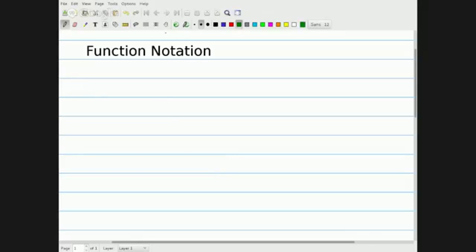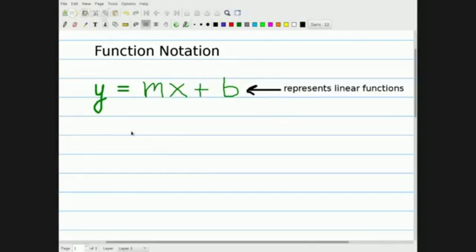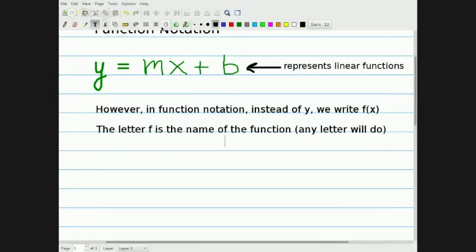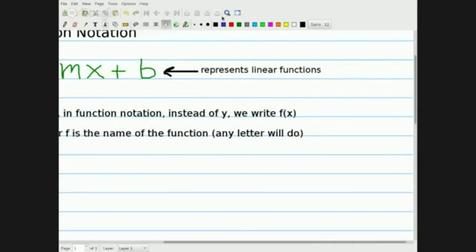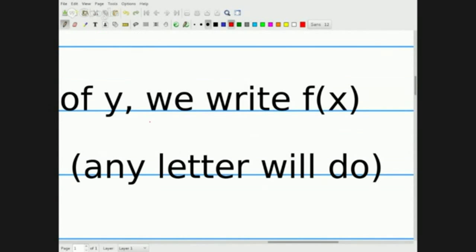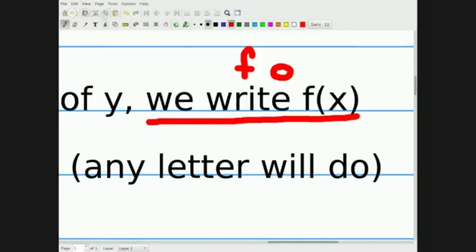Last night we talked about function notation, that it can be used to represent the equation of a line. However, in function notation, instead of y, we write f of x. Now, f can be any letter you want to use. F is the name of the function. So if you chose a g, it would be g of x. If you chose an h, it would be h of x. And we use that instead of y.